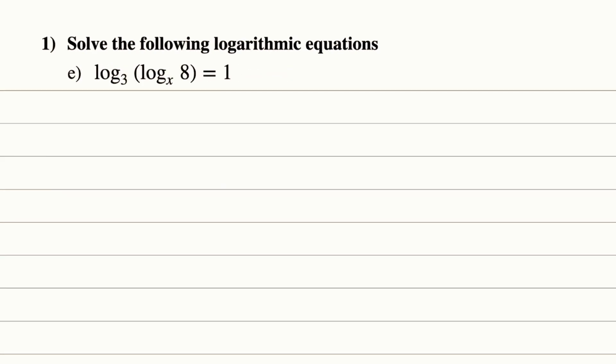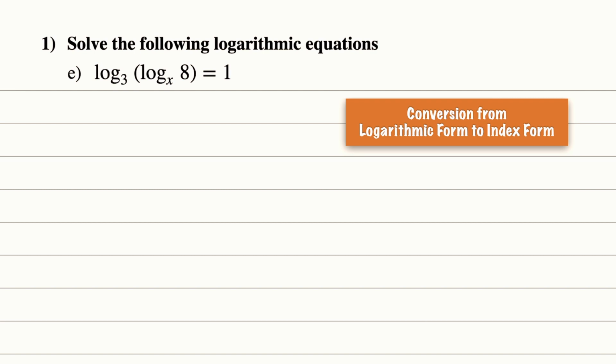Now part E is slightly different. It seems challenging, but the concept is the same. We are going to practice and reinforce the concept of converting a logarithmic form into an index form. All we need to do is to bring up the base 3 to the right hand side to give us log to the base x of 8 is equal to 3 power 1.